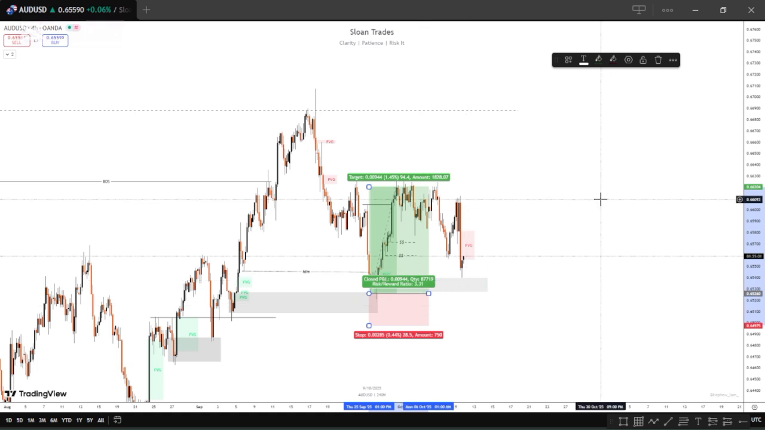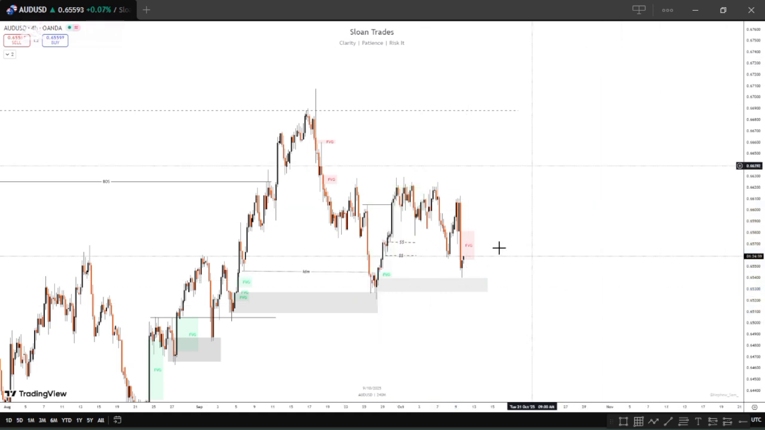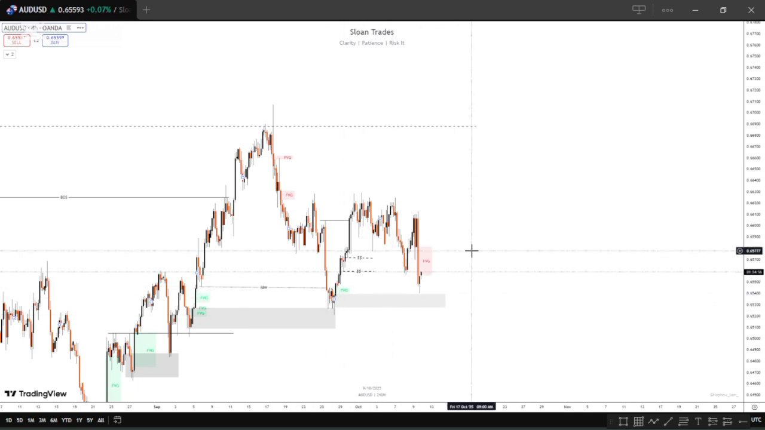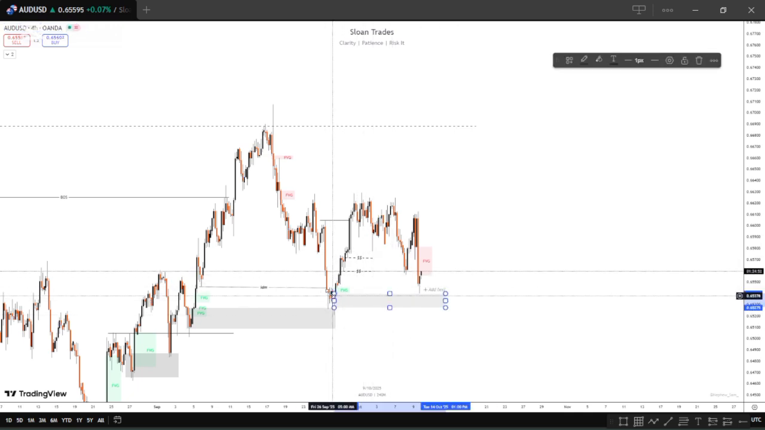and eventually caused a retracement into this immediate order block that is here. Okay, this is the mitigation I'm talking about now. It caused the mitigation into this particular zone.